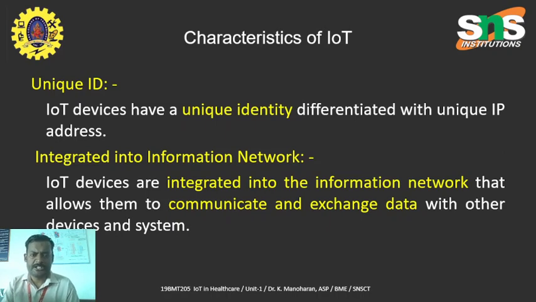And integrated into the information network. IoT devices are integrated into the information network, which allows them to communicate and exchange data with other devices and systems. We are connecting all the devices through the internet, so we need to exchange the data, transfer the data and process the data. So it should be integrated across millions of devices, even when the devices are not close to each other. They may be available anywhere in the world, so we need to integrate all the devices through the internet. We use the cloud to store the information, and we use the internet to access the cloud. Whenever we have some data, it can be stored in the cloud and accessed by other IoT devices to perform the required task.